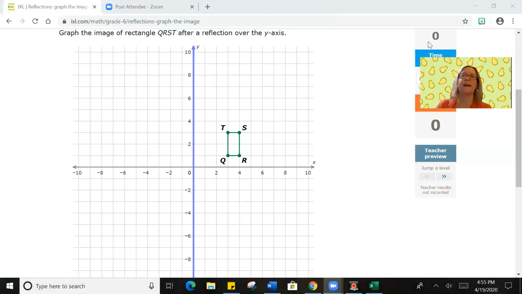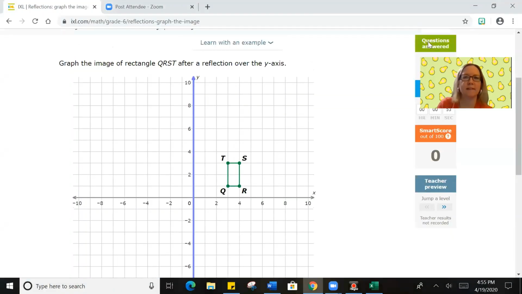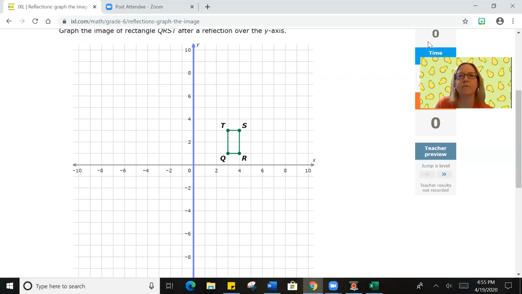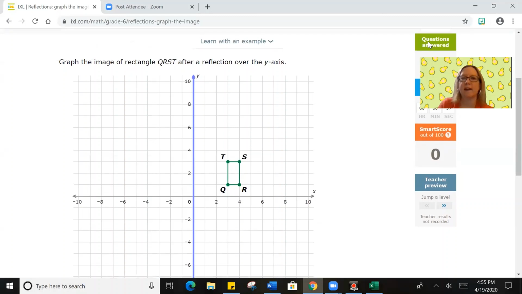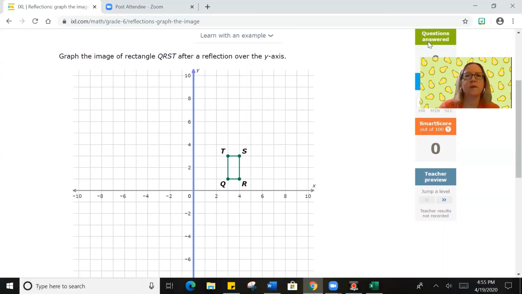So at this point, we've looked at how to reflect a point across the x-axis or a point across the y-axis. I also want to look at how to reflect an entire image or an entire shape across one of the axes. Okay, so I'm actually going to use the IXL standard, I think this is DD8, yep, DD8, to show you how to reflect an entire image. So for DD8, and this is under 6th grade, it says graph the image of rectangle QRST after reflection over the y-axis. Okay, so this is our y-axis here.